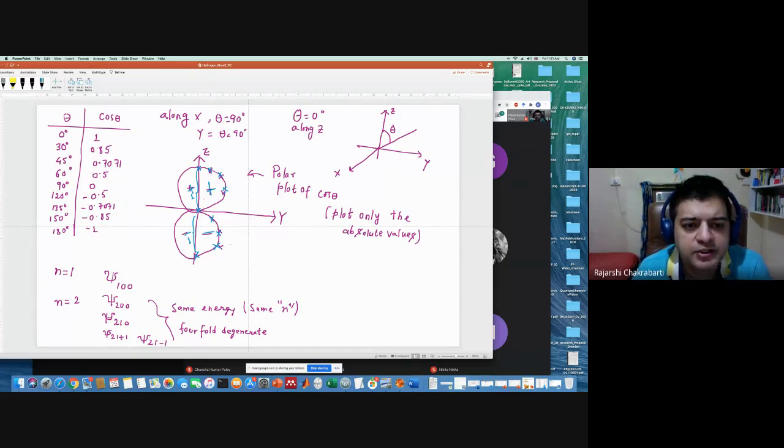Okay, but this is for along z axis. But see, there is no phi dependence for this function, so it is independent of phi. So I can draw the same thing between z and x, and your x axis would be something like that.